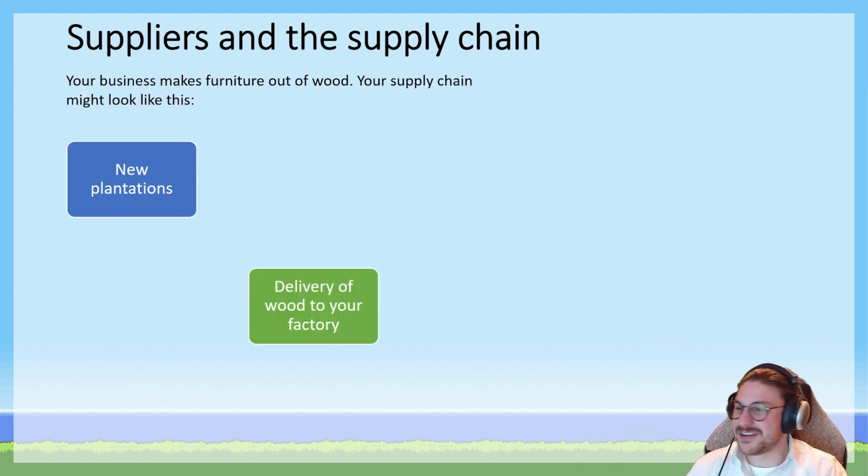Here is just another example for you. Let's say your business makes furniture out of wood. Well, we all know wood grows on trees, so the first thing that has to happen in the supply chain for wood is someone has to plant some trees. And typically, when you're talking about lumber, when you're talking about trees being harvested for timber, we're talking about plantations. Those trees are planted with a purpose.